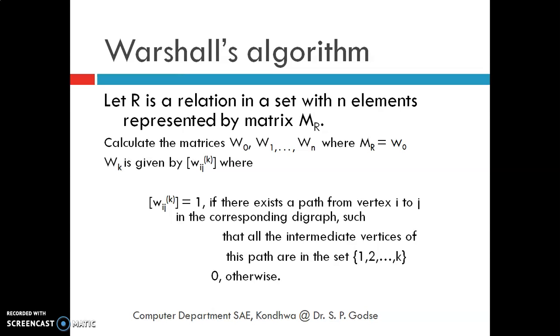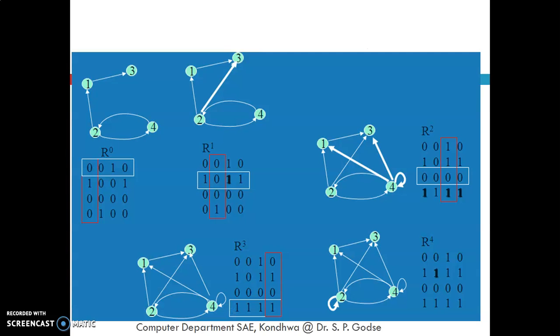We will calculate the matrices W0, W1 up to Wn, where MR is equal to W0. Wk is given by Wij k, where Wij k is equal to 1 if there exists a path from vertex i to j in the corresponding digraph such that all the intermediate vertices of this path are in the set {1, 2, ..., k}, or 0 otherwise. So we'll see the relation R is the given relation.